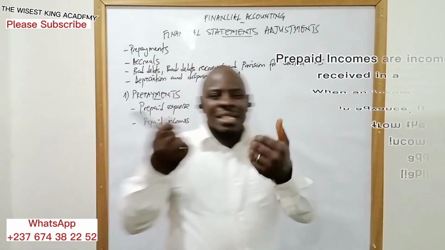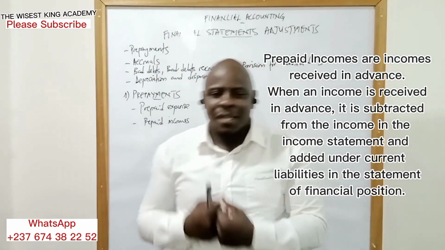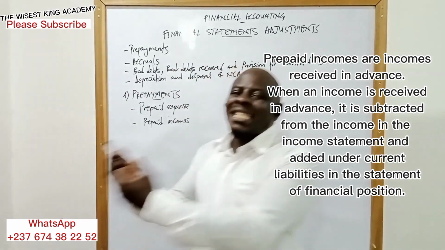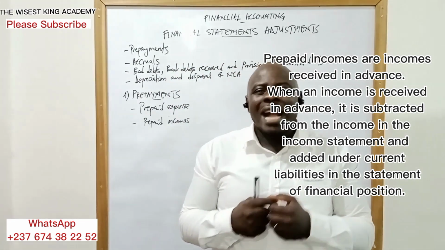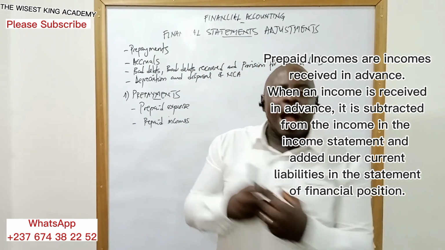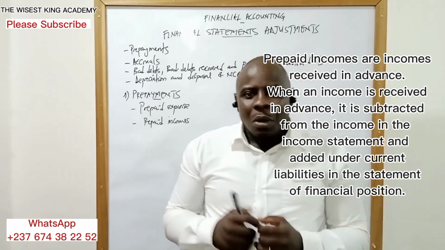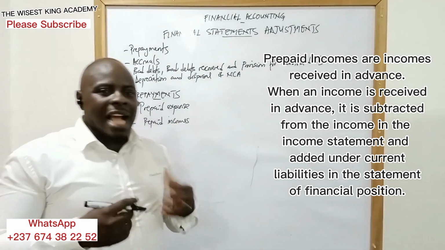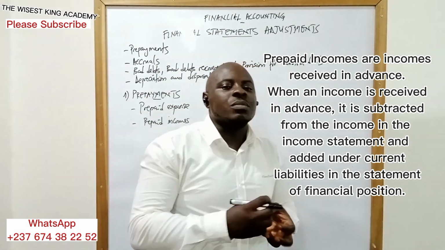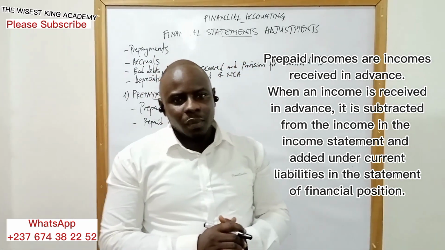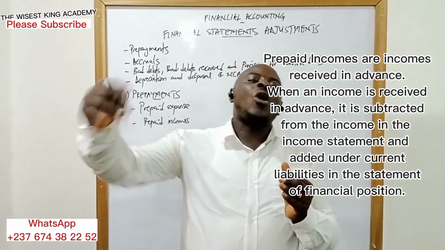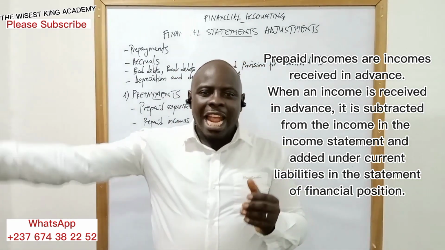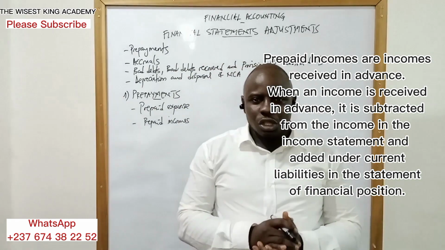Now, prepaid incomes. These are incomes received in advance. When we receive income in advance, we are debtors, we are owing. Prepaid income, or incomes received in advance, are subtracted from the incomes in the income statement and they are added under current liability in the statement of financial position.